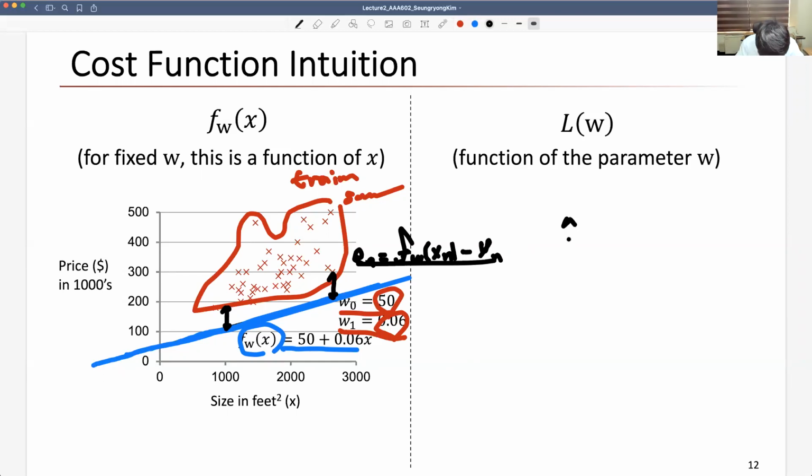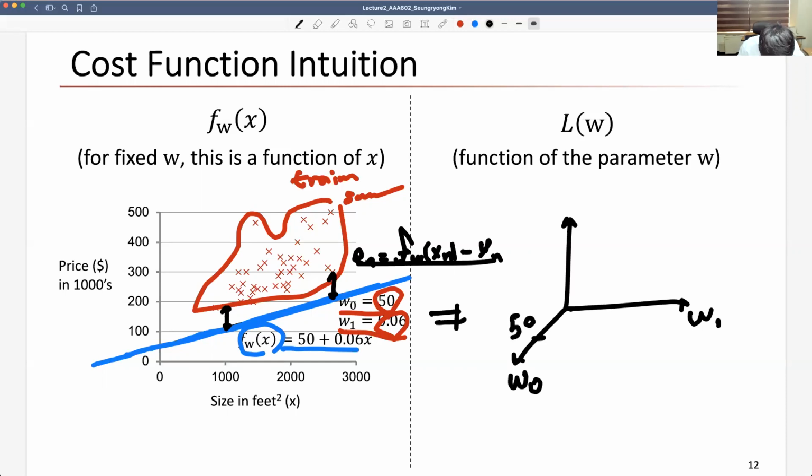So to draw this one, with w0 and w1, let's say in this case, when w0 is 50 and w1 is 0.06, then we can compute the loss value, maybe here. I don't know exactly, but maybe some value, right?